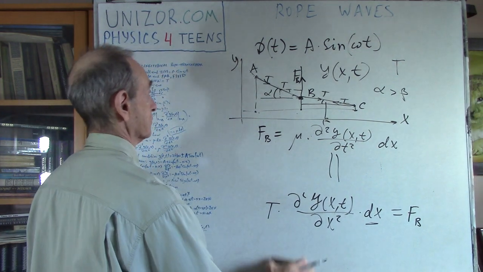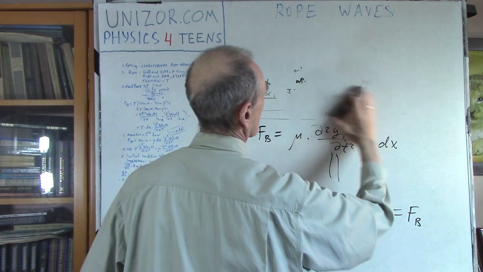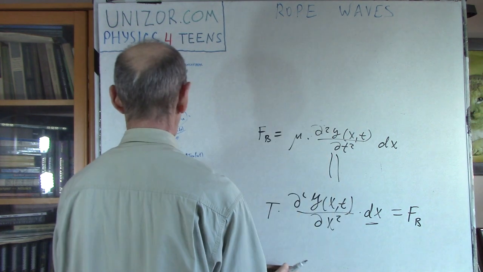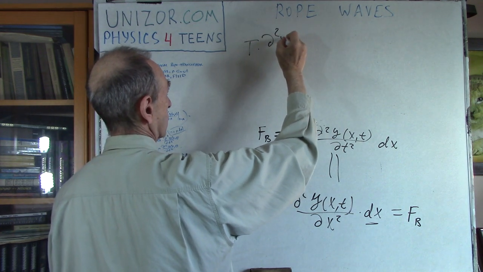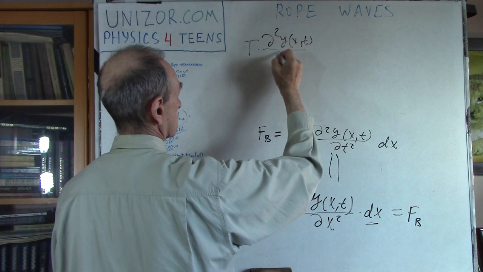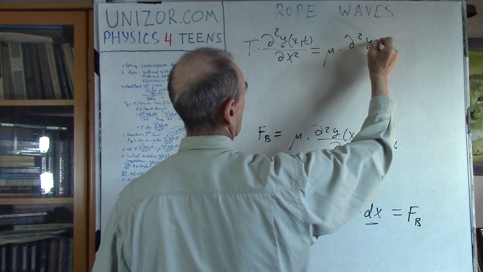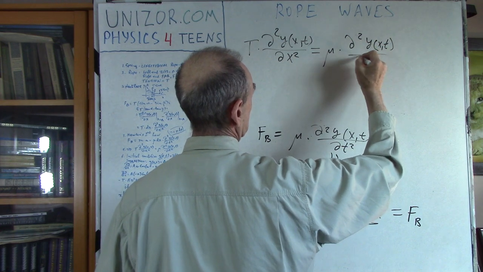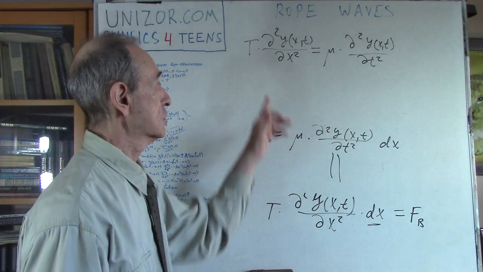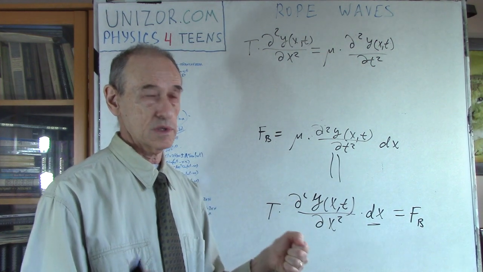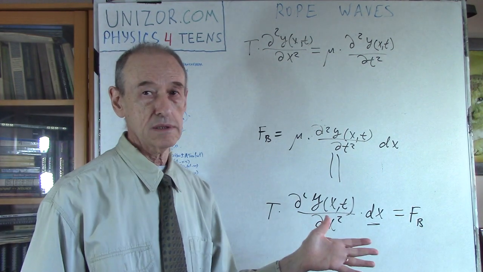Basically that's it. Let me wipe this out and write this. So what we have is T times the second derivative of our function by x is equal to mu times the second derivative of our function by time. This is the wave equation, basically. T is supposed to be given, the tension, because that's how this particular rope is initially positioned and tensed. Mu is, again, a constant.